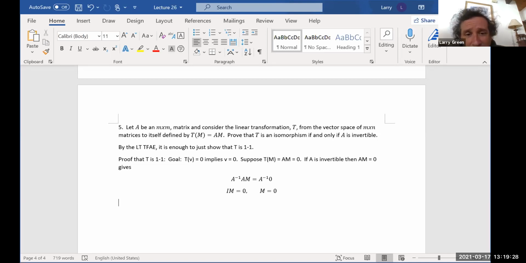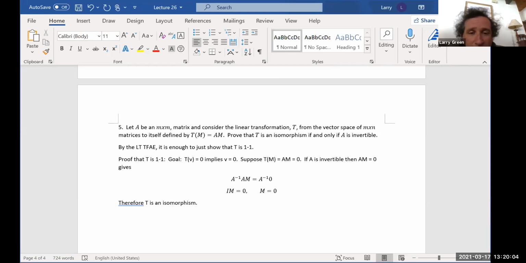Okay, now that we know M equals 0, again, that was our goal. It's always good to look at our goal. M is V in this case. So therefore, T is an isomorphism. Any questions on that?